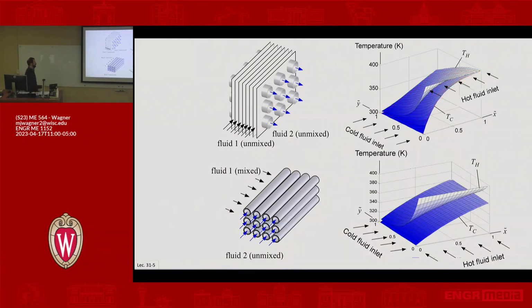So compare that then to the case where you have mixed fluids, or this one is mixed. So here you still have tubes, that's unmixed. Now you allow this fluid to mix. So this fluid, let's say, is mixing perfectly in this direction as it's flowing through. So you say there's a uniform temperature in this fluid as a function of this position. Obviously that's not 100% accurate, but it's an approximation, and it gives us a bounding case.